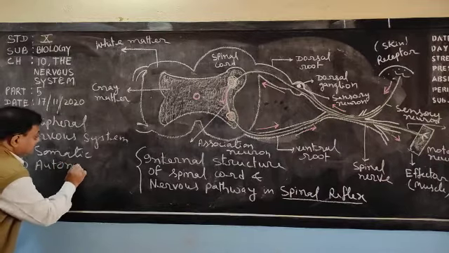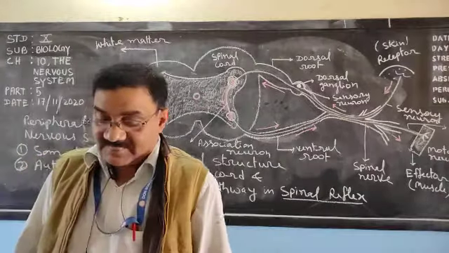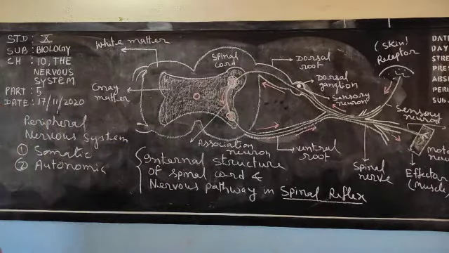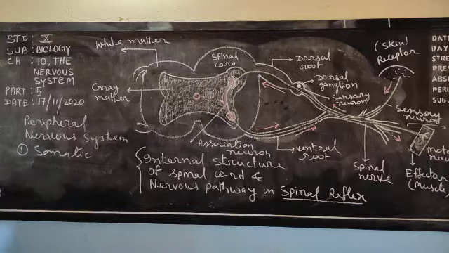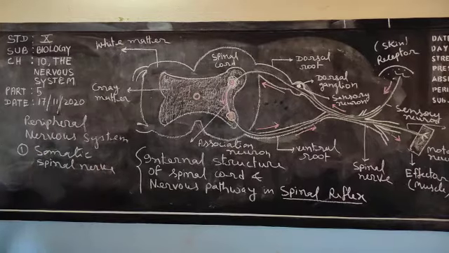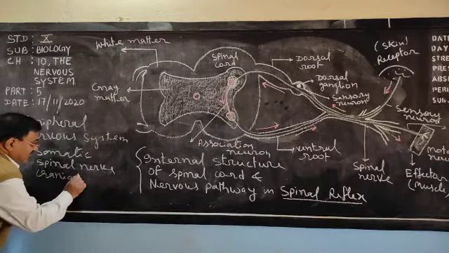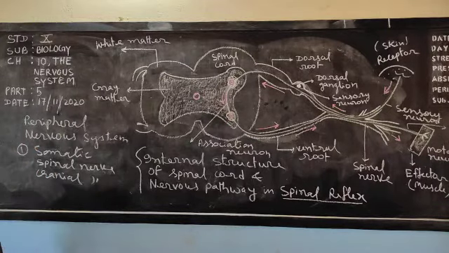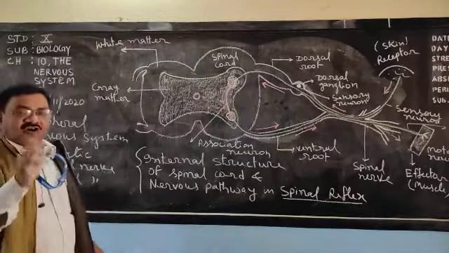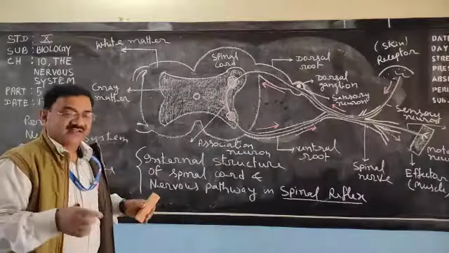Very clear? Somatic or autonomic. The somatic nervous system is made up of two types of nerves: the spinal nerve and the cranial nerve. Cranial nerves come out from the brain and there are 12 pairs, and spinal nerves come out from the spinal cord and there are 31 pairs. So this part is clear, this we have discussed.